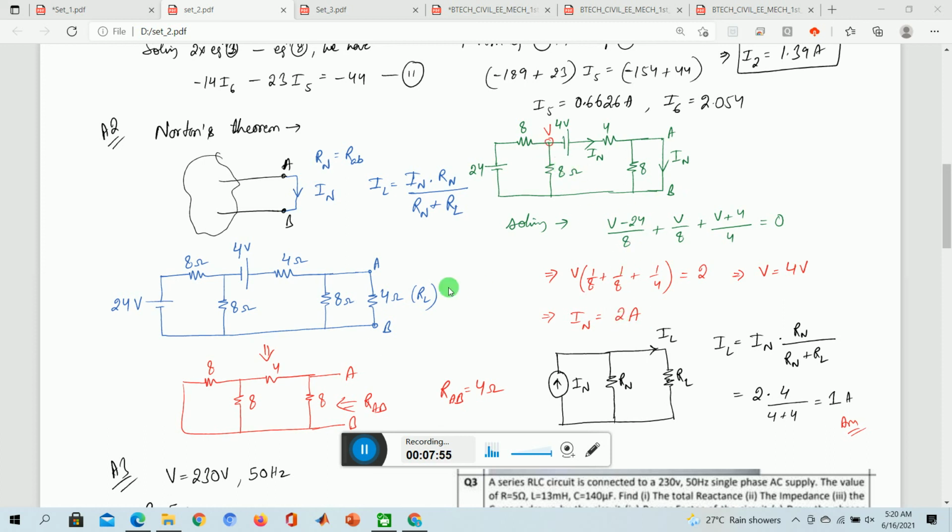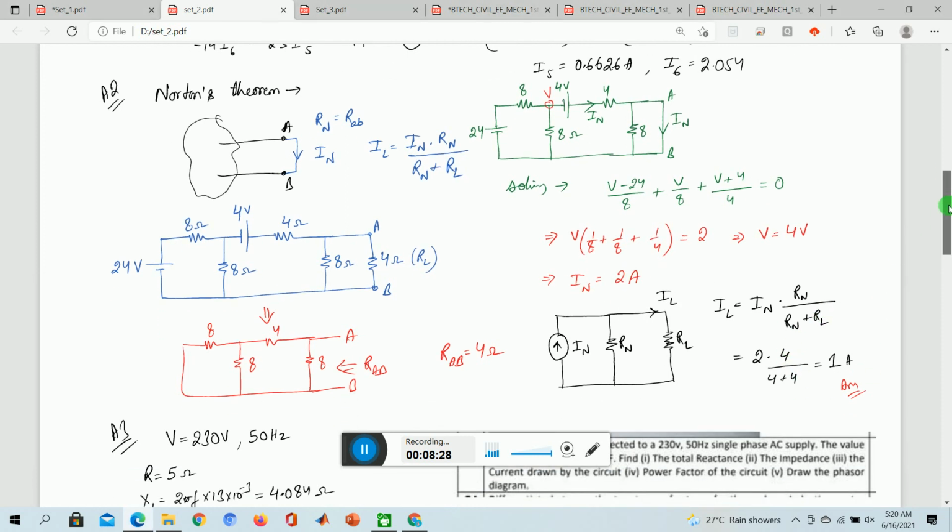Also, the same circuit is redrawn here, replacing all the sources with internal resistance. This is 0, so short circuit, no current source. And so this is like 8 and 8 in parallel. This is 4 and 4 in series, 8 and 8 parallel. This is 4 ohm. So we have got RN value, that is 4, IN value, that is 2. Now substitute this value, we get 1 ampere as the answer.